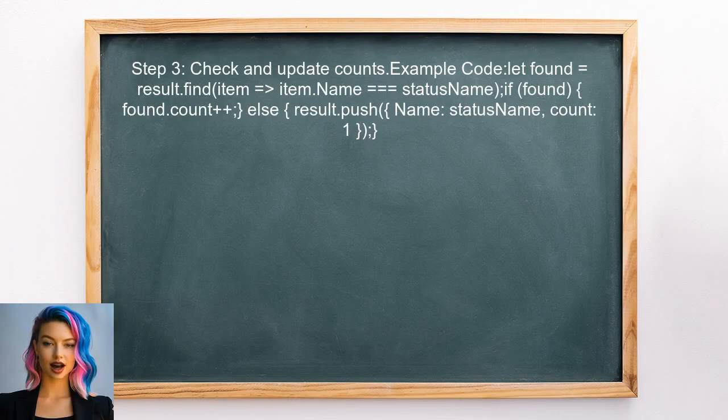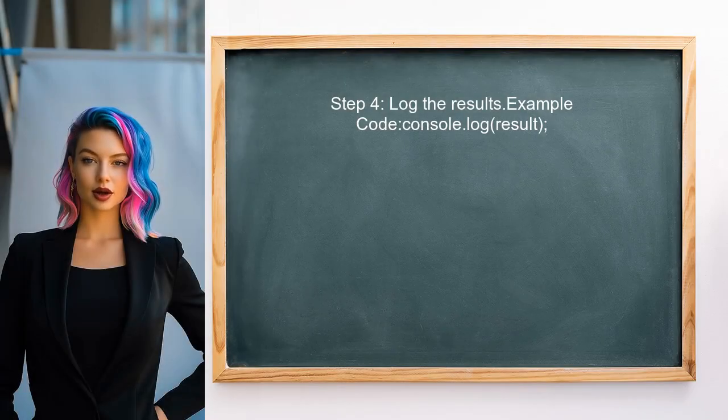Inside the loop, the user should check if the status name is already in the results array. If it is, we will increment the count. If it isn't, we will add a new object to the results array with a count of 1. Finally, after the loop has completed, the user will have a new array that contains the counts of each status. They can then log this array to see the results.